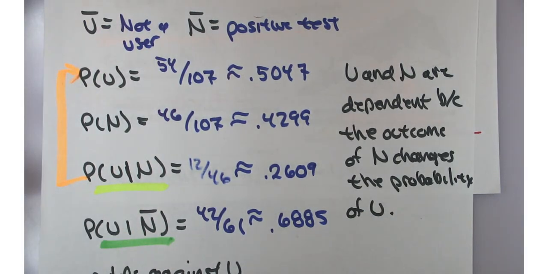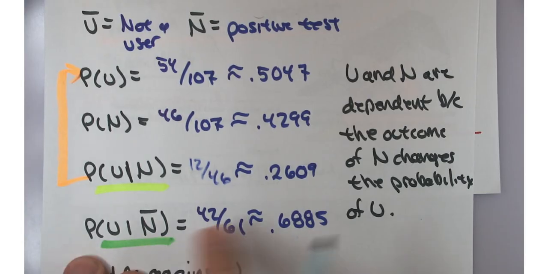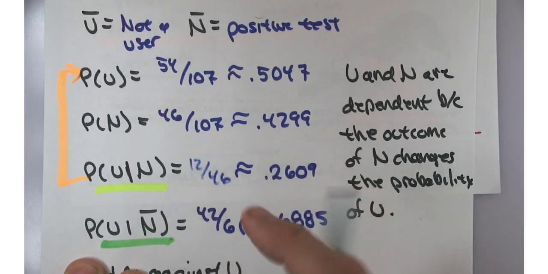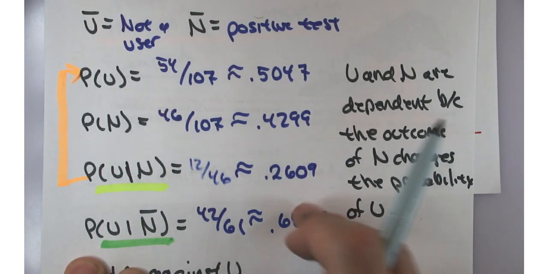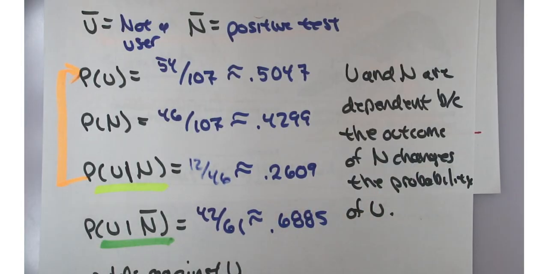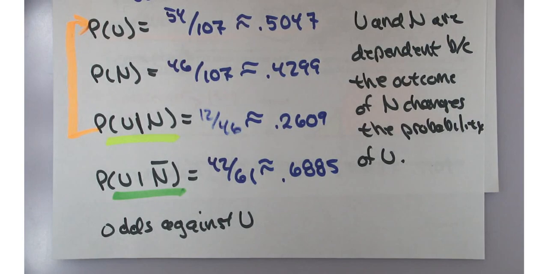You can see that down here. If you find out that somebody tested positive, they're much more likely to be a user than if they tested negative. But either way, whatever outcome of N you get, it's changing the probability that somebody is a user. So they're dependent. If there was no change in those probabilities, then they would be independent.